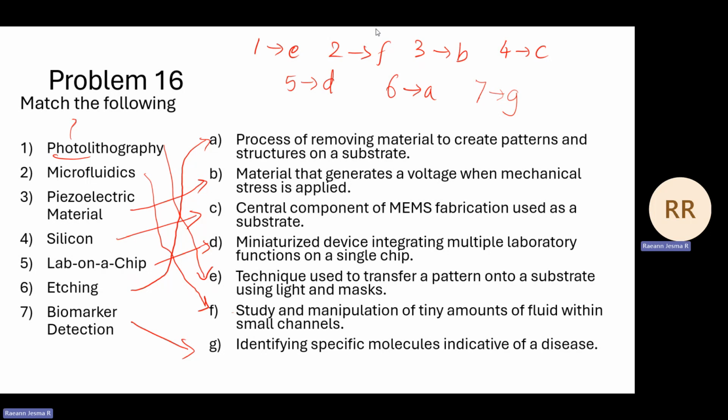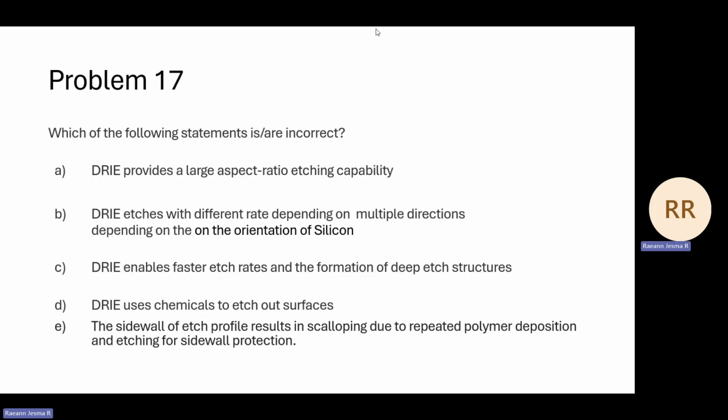Now let us move on to the next problem. Problem 17. Which of the following statements are incorrect? A. DRIE provides a large aspect ratio etching capability. B. DRIE etches with different rates depending on the directions, or multiple directions, depending on the orientation of the silicon. Then option C is DRIE enables faster etch rates and the formation of deep etch structures.